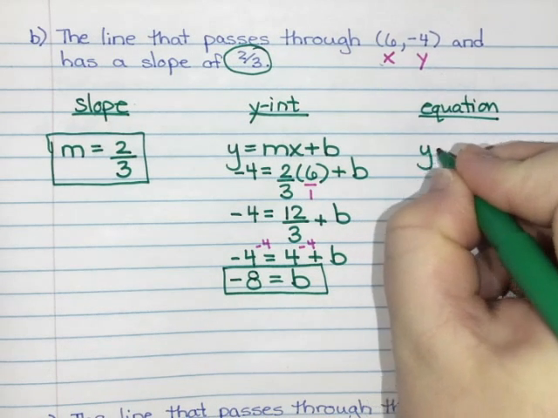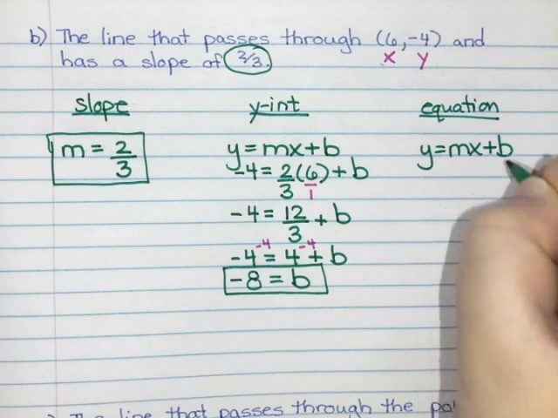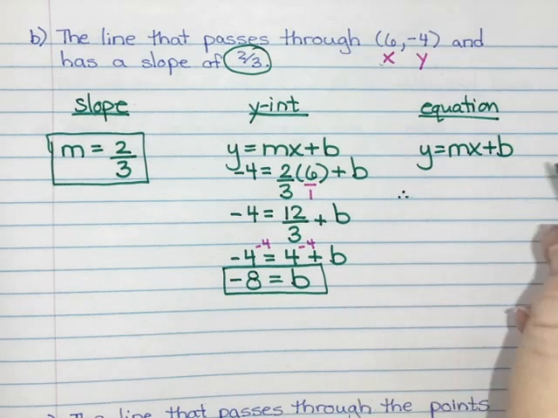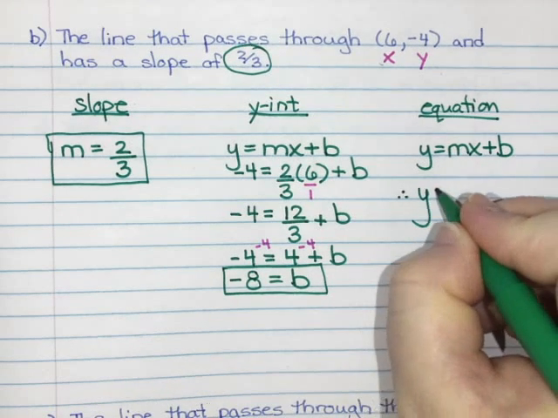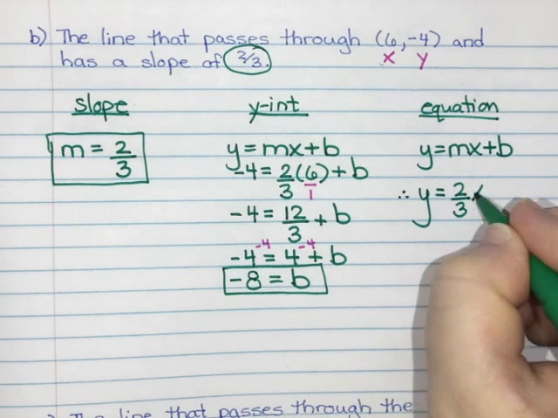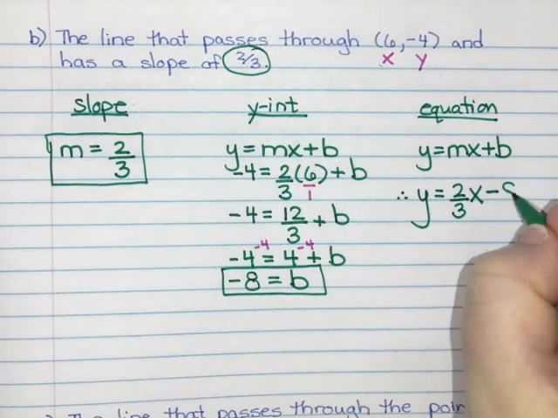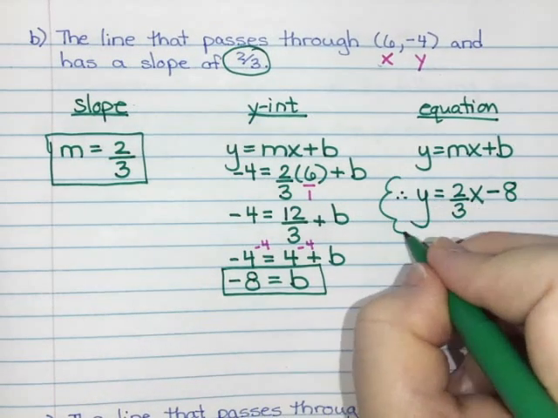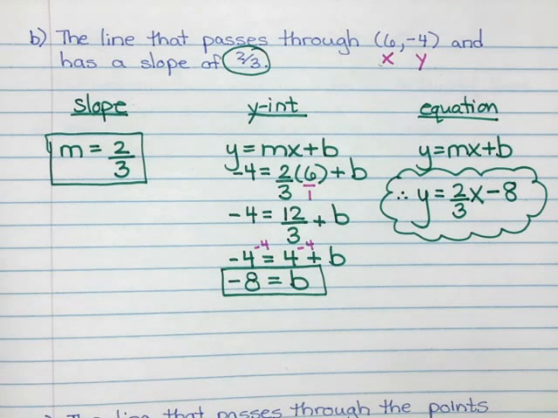So y = mx + b is what we're going to start with. We're going to leave the x and y. We're going to sub in for m and b. So I get y equals m, so 2/3 x, and then plus b, but it's a negative, so I'm going to write -8. And there's the equation of our line.